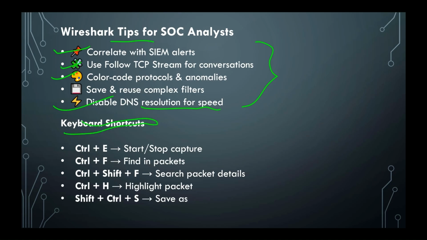And these are some shortcuts that will start and stop the capturing. Control plus F will find a packet. Control Shift plus F searches packet details. Highlight packet. Shift Control S, so save packet as pcap or any other format.